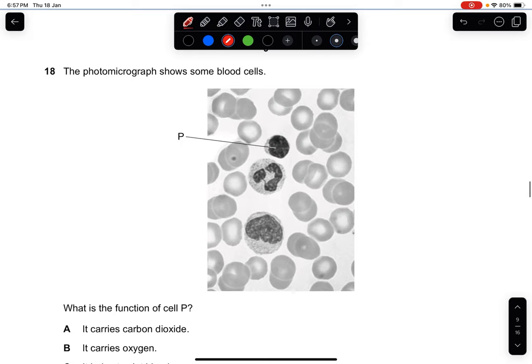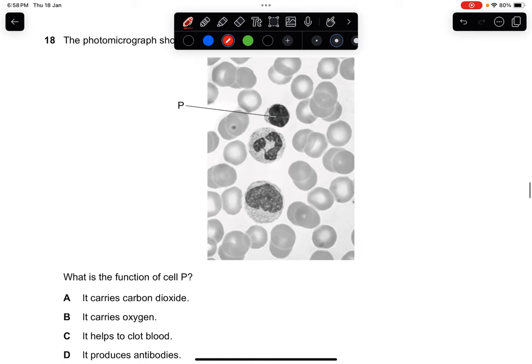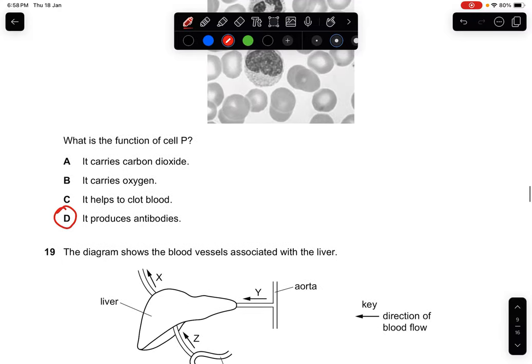Question 18. The photomicrograph shows some blood cells. What is the function of cell P? This is actually a lymphocyte. So what does a lymphocyte do? It produces antibodies.